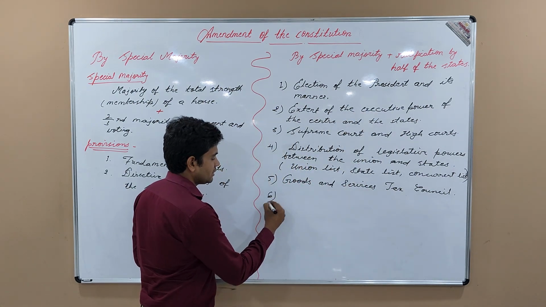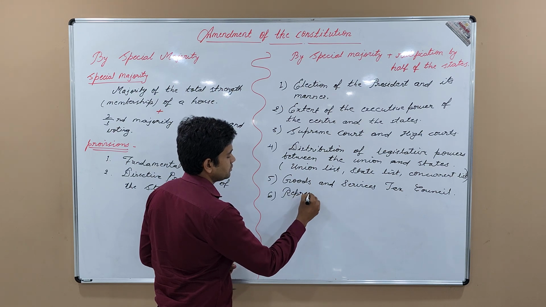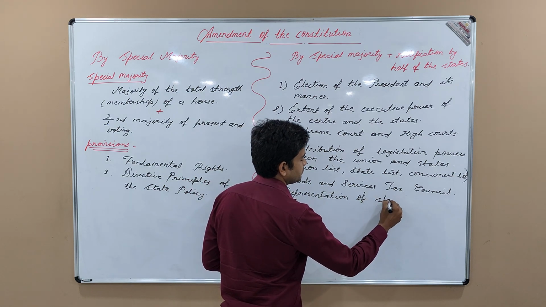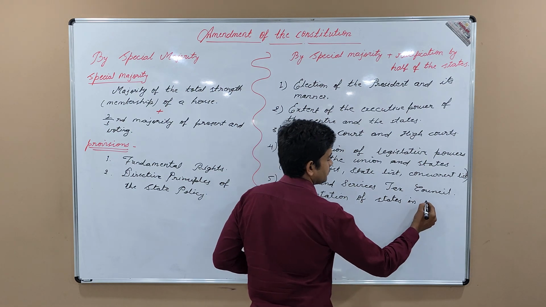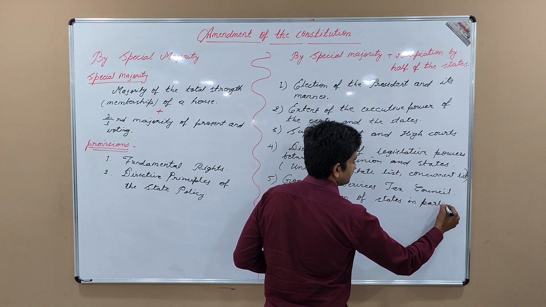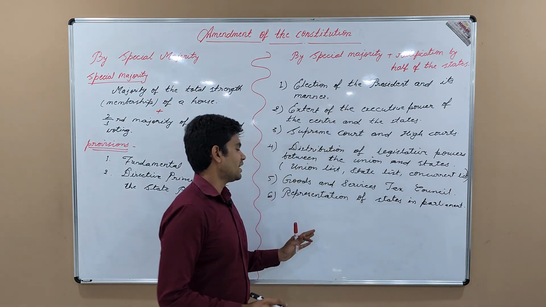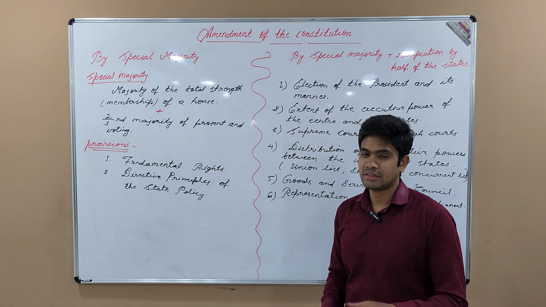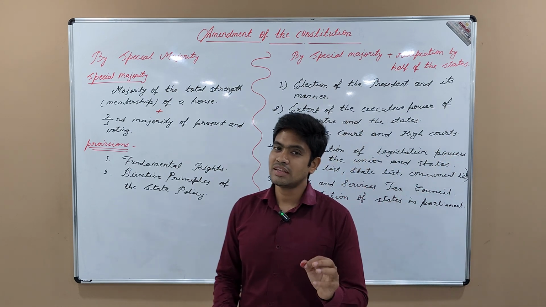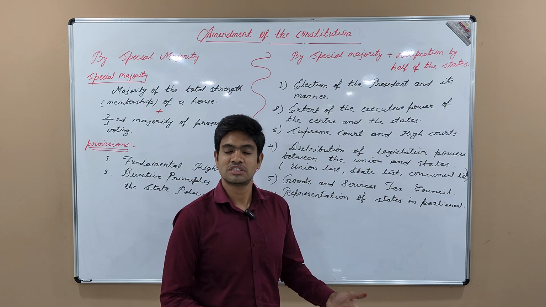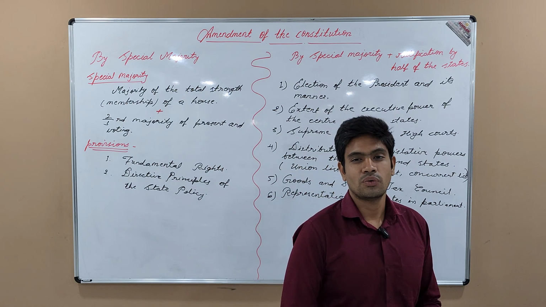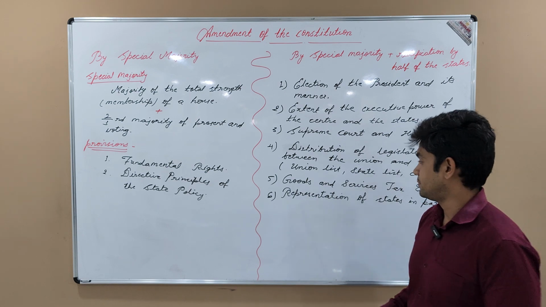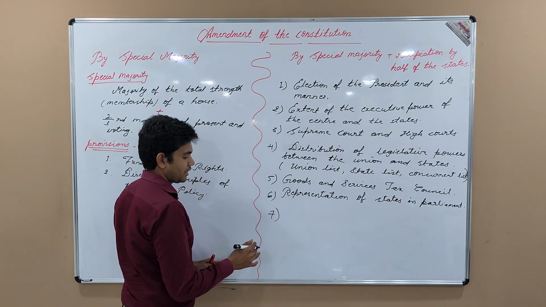Now, the sixth one is representation of states in parliament. Okay, so when I say representation of states in the parliament, I am talking about the number of seats the states have been allotted in the Rajya Sabha. So whenever any change has to be made in the allotment of seats in the Rajya Sabha to the states, those changes, those amendments will be made by the special majority and the consent of the state legislature of half of the states.